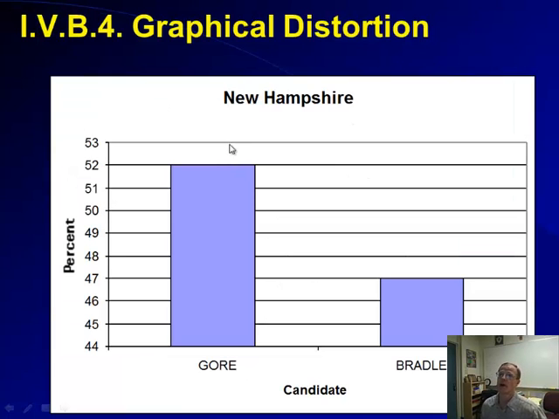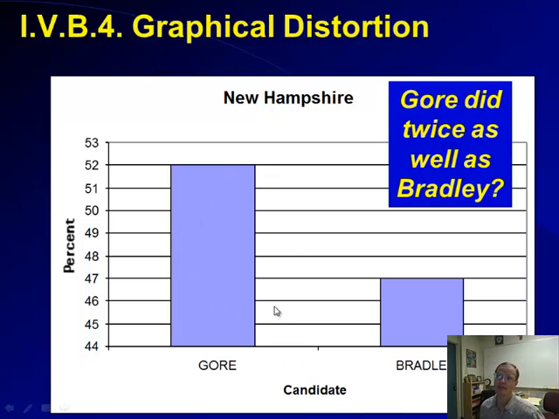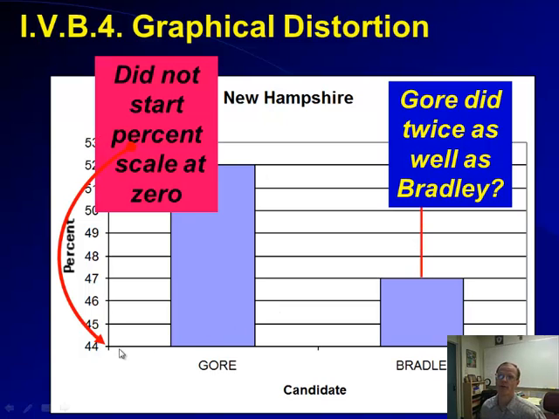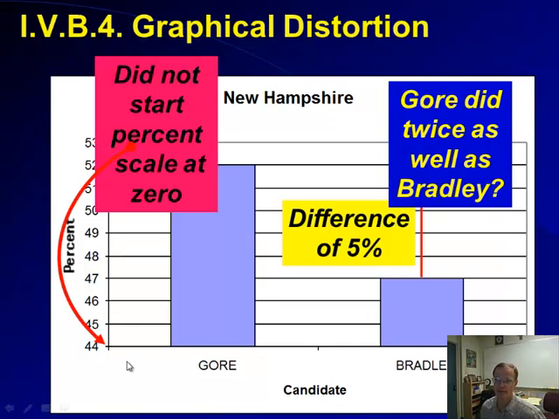Okay. In this graph, we have Democratic primaries. I believe it was 2000 in New Hampshire. We have Gore and Bradley. Looks like Bradley got spanked. Gore beat him by twice as much. But in reality, we have a cut in the axis. And so there's really only a difference of 5%, 52 to 47. Yeah, Gore beat him, but it wasn't a huge margin.